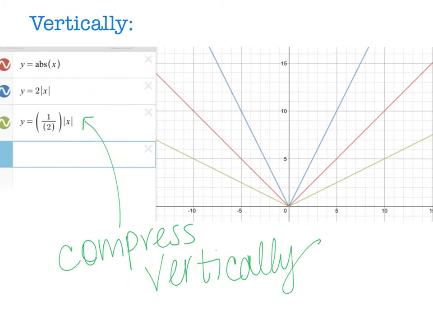And conversely, if I want to compress it vertically, or what's drawn here in green, I'm going to multiply the entire function by something between 0 and 1, or I chose 1/2. So if you notice, as it compresses it vertically, or along the y-axis, it's like I'm squishing it down, so it's actually wider than your original function.